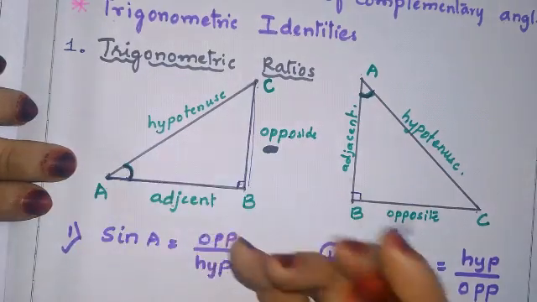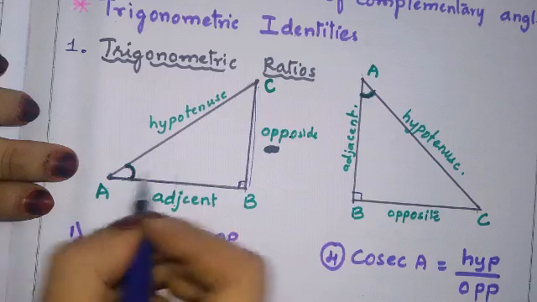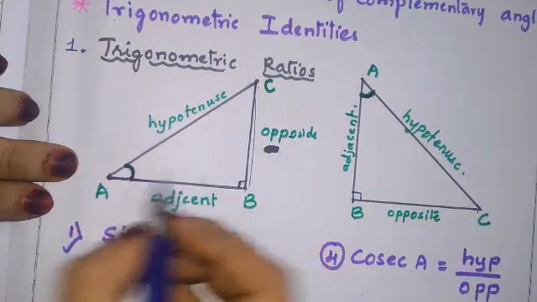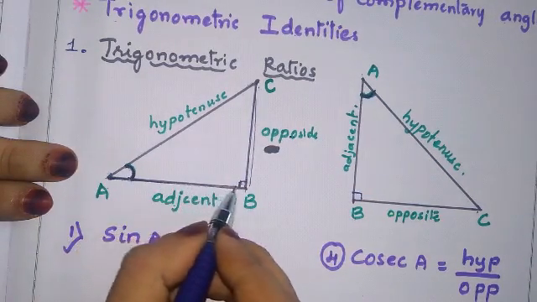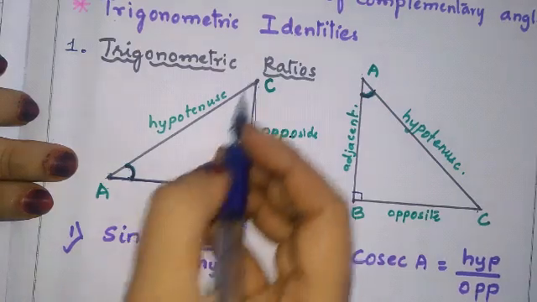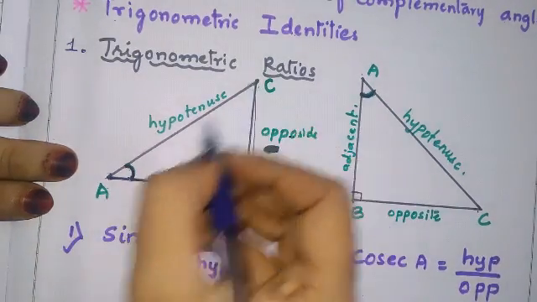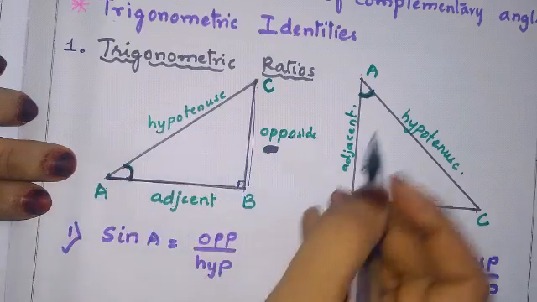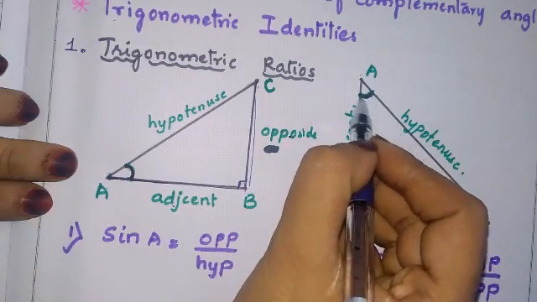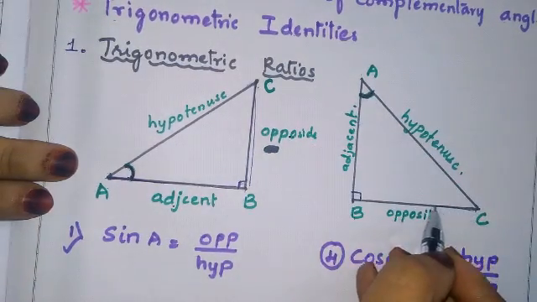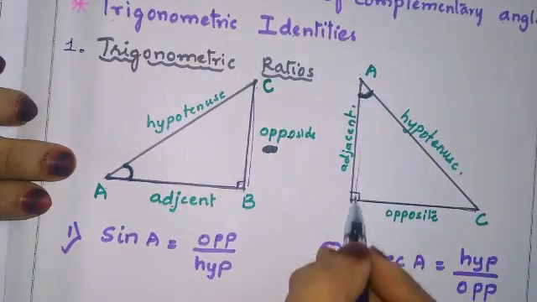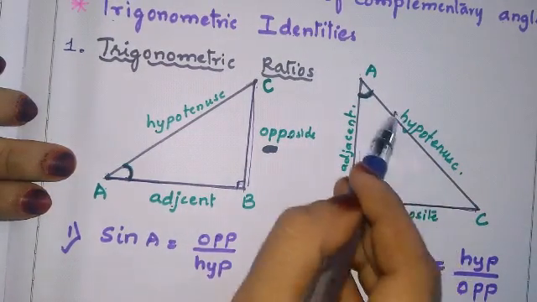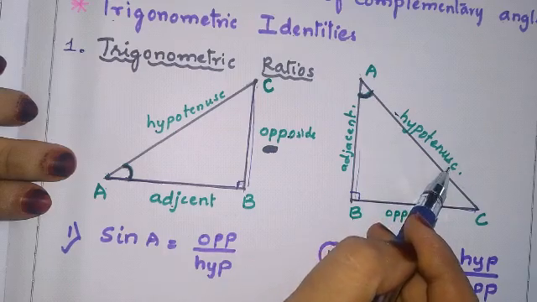First we should understand the sides. The side opposite the angle is the opposite side, the side along the angle is the adjacent side, and the longest side is the hypotenuse. In this triangle also, this is the angle. The side opposite the angle is opposite, the side along the angle is adjacent, and this is the hypotenuse.